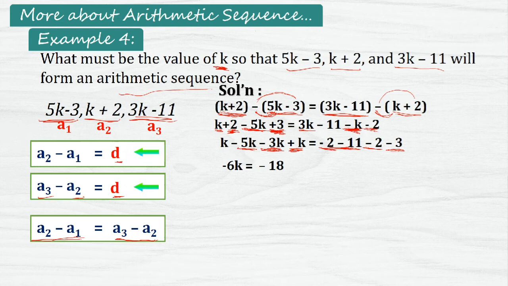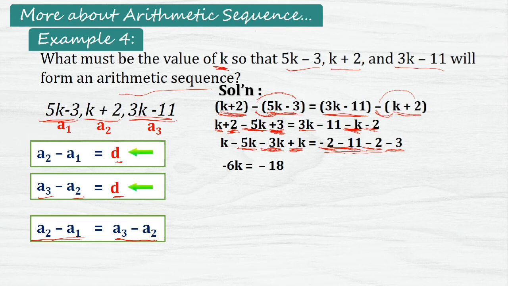And then, negative 2 minus 11 minus 2 minus 3 is negative 18. Okay, so i-add lang ito lahat since same lang naman sila lahat ng sign. And then, follow the common sign. So, negative 18.